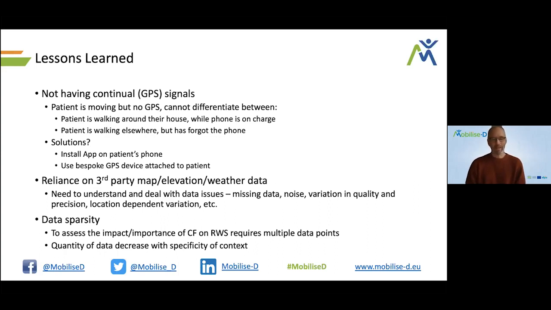And as I've stated fairly constantly, data sparsity is an issue. So to assess the importance of a contextual factor on real-world walking speed, we need enough data points. Depending on the contextual factor, for general contextual factors, like indoors and outdoors, this is not so bad. But the more specific the context, like the type of locations people are on or the type of journeys they're taking, then we need to collect more data because data sparsity becomes more of an issue.